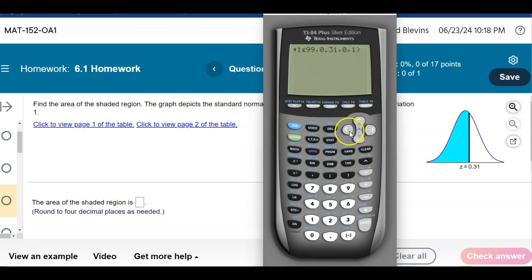Now if you do not have a TI-84 that asks you for the lower number, the upper number, the mean, and standard deviation, then after you select normalCdf, it's just going to have a cursor beside the parentheses, and you would just type all that in left to right. So there's the lower number, comma, the upper number, the 0.31, comma, the mean of 0, the standard deviation of 1. All right, so I'll hit enter. There's my answer: 0.6217 to 4 decimal places.